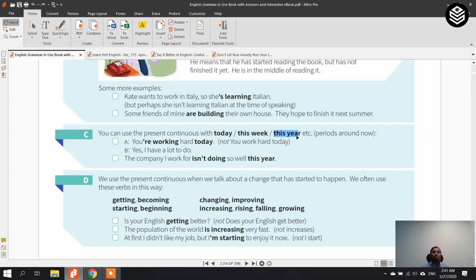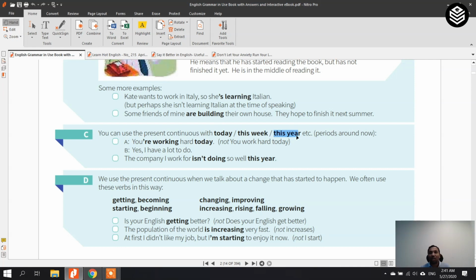So for example, you are working hard today. We don't use "you work hard today", we say "you are working hard today." Yes, he is replying, yes, I have a lot to do. For example, you are working in an office and your boss finds that you are working hard, so he says to you, okay, you are working hard today. Especially if you use "you are a hard worker", it's common. But "you are working hard today" means it's something at the moment.